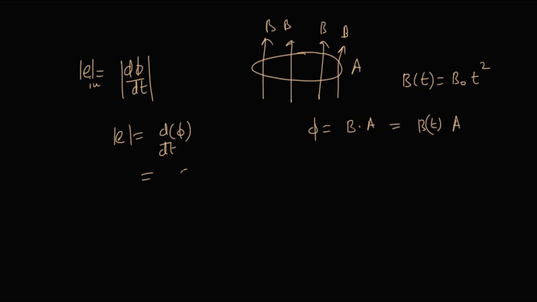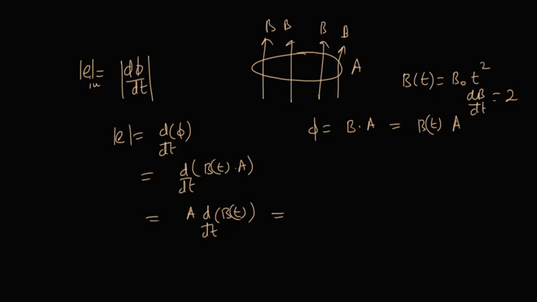So d by dt of phi, that is B(t) into A, A is constant, so it goes out of the differentiation. d by dt of B(t) is basically 2 B naught t. So I can write A into 2 B naught t. So we see this E is also a function of time, and that is given by 2 A B naught into t. This induced EMF is increasing with respect to time.